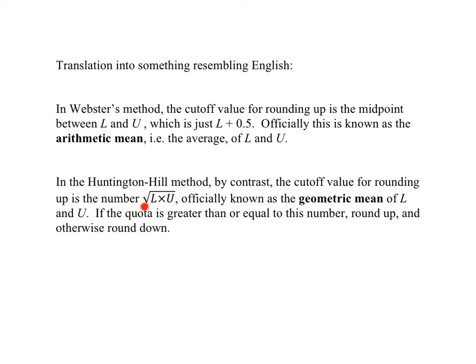So this seemingly strange number is officially known as the geometric mean of L and U. So if our quota is 7 point something, then we compute the square root of 7 times 8, and we see if our quota is greater than this number or less than this number. If it's greater than, or in fact greater than or equal to, this number, we round up, and otherwise we round down. So now let's look at a numerical example.